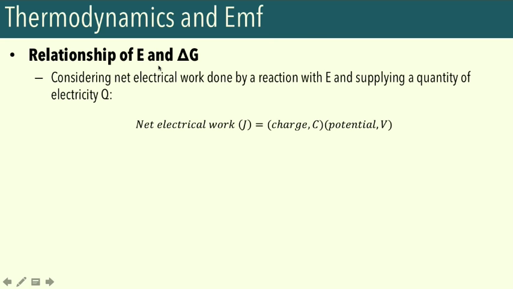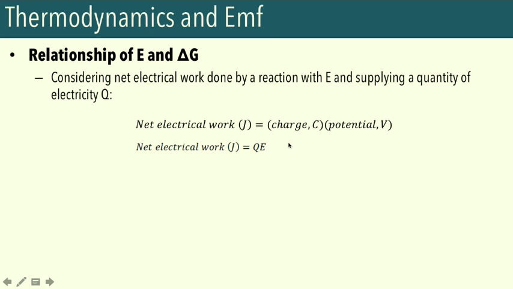So let's consider the net electrical work done by a reaction with a certain potential and supplying a quantity of electricity Q. Keep in mind again that when we're constructing a galvanic cell, for example, we're producing electricity, a flow of electrons through our circuit. So this is essentially electrical work. Our net electrical work in joules is just equal to the charge involved times the potential. This is just going to be equal to Q, the charge involved, times E, which is the cell potential.